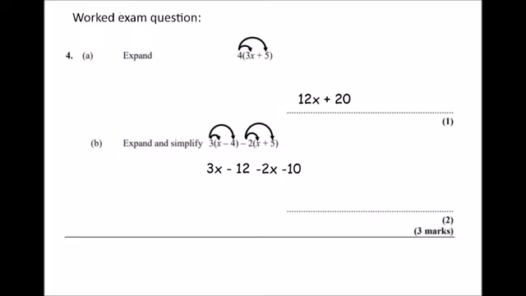So let us combine these. If we had 3 x's here and we're taking away 2 x's, we are left just with 1x, and we just write x. We don't need to write the 1 at the front. Let's look at the numbers now.